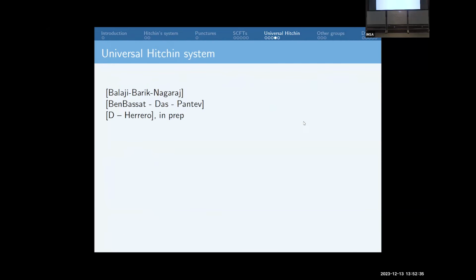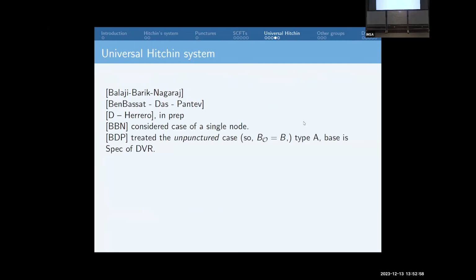So there was some work on that by Balaji, Barik, and Nagaraj some years ago. There's a recent paper by Bhatt, Das, and Pandey. And I'm working with Andres Herrera, hopefully it will appear soon. So BBN considered the case of a single node degeneration, which is a great start, but you need to set up a combinatorial game to allow for further degenerations. BDP treated the unpunctured case.